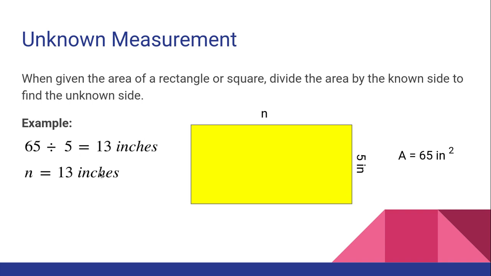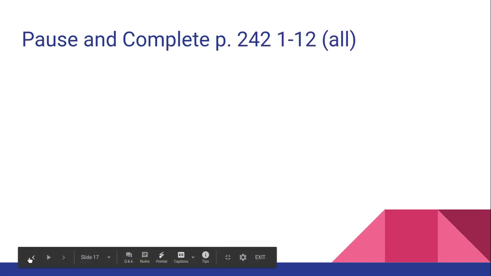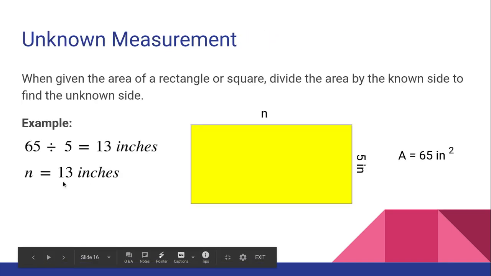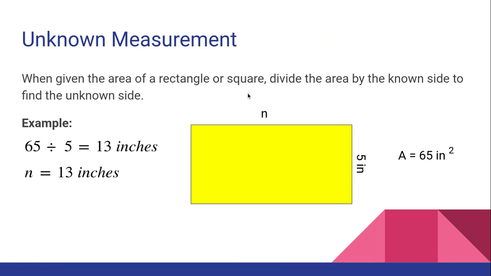And we're just going to label it inches. It's not inches squared, because we're not talking about the area. We've been given the area. We're just talking about the length of a side. And you can double check your work here because we know to find area, we would do length times width. So 13 times 5 does in fact equal 65 inches squared. So again, just take the area you're given, divide it by the side you're given, and that will tell you your unknown side.